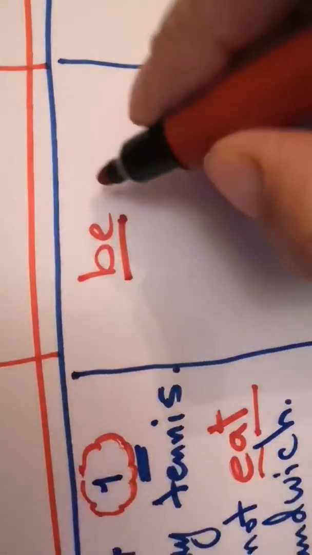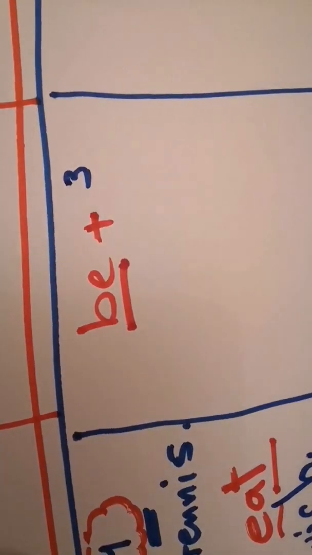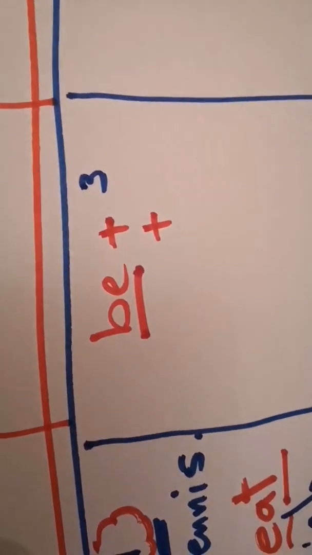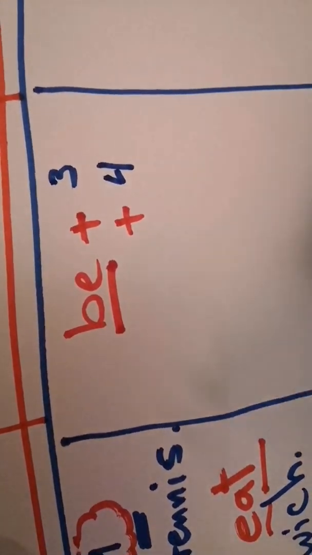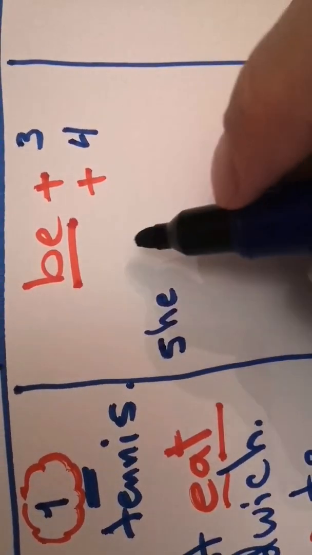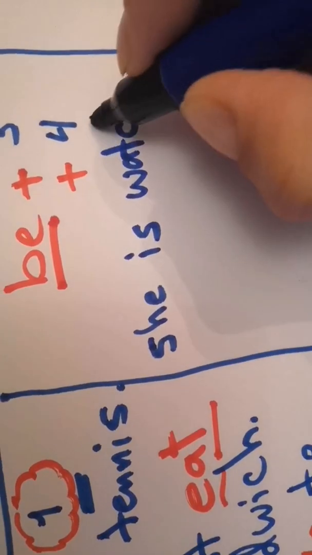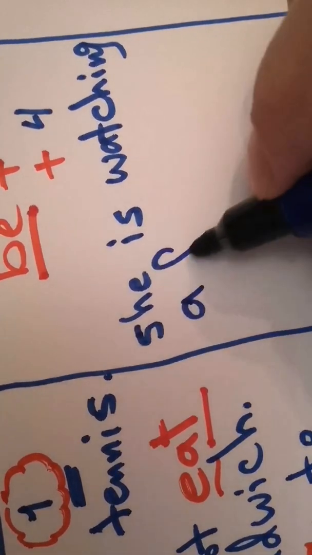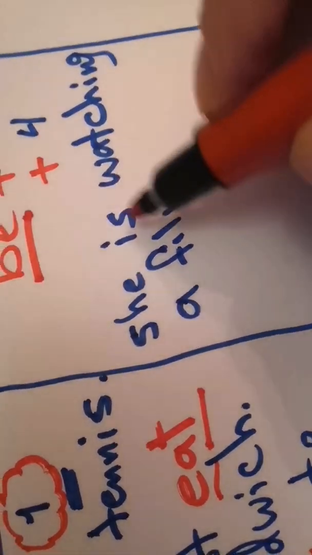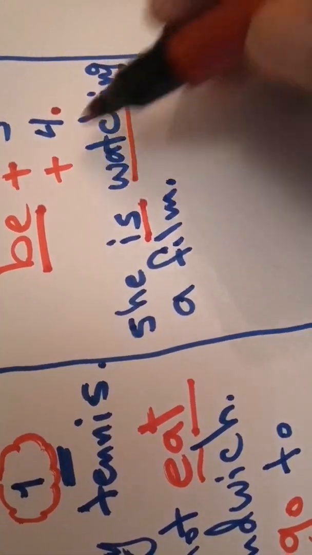Now let's move to the family of be. Verb to be is followed by either number 3 or number 4. Okay? Number 3 or number 4. For example, she is watching a film. Here, that's verb to be, and watching, that's form number 4. Okay?